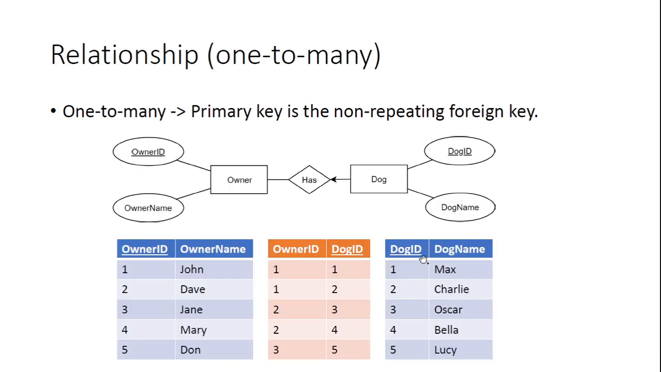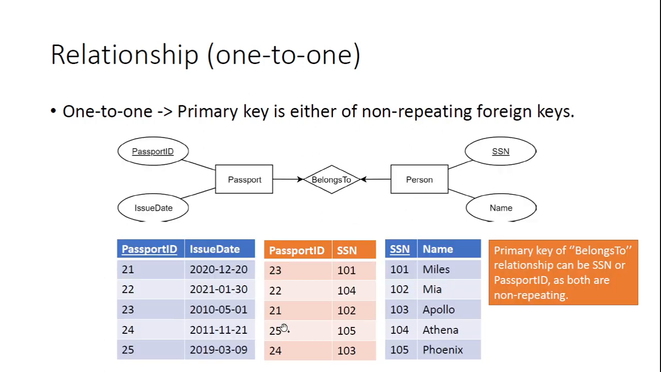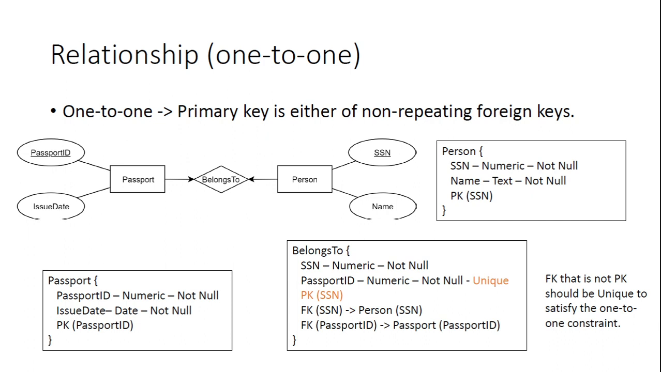In the one-to-many case, we just select one attribute as our primary key. Then the other one can have repeated entries. But in the one-to-one case, we want to have non-repeating entries for both of the attributes. And for one of them, we can assign it as the primary key. The primary key is not going to repeat, but for the other foreign key attribute, in this case the passport ID, we need to say that it is going to be unique to satisfy this one-to-one condition.